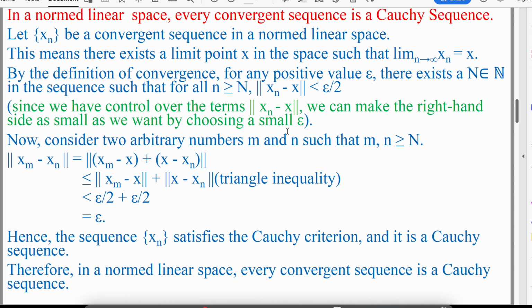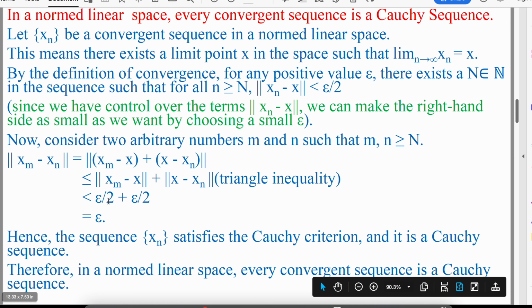If we consider two arbitrary numbers m and n such that m and n are greater than or equal to N, the norm of xm minus xn is equal to norm of xm minus x plus x minus xn. If we apply the triangle inequality to this, then we can write it as norm of xm minus x plus norm of x minus xn. Because m is greater than or equal to N, this is less than epsilon by 2, and we know that norm of xn minus x is the same as norm of x minus xn, so this is also less than epsilon by 2. So epsilon by 2 plus epsilon by 2 means epsilon.